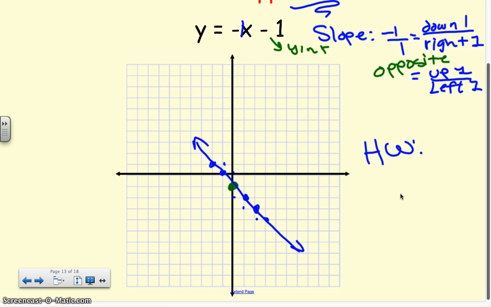is page 310, problems 37 through 45. All of it is graphing. You have the graph paper that you need. Make sure your graphs look very nice.